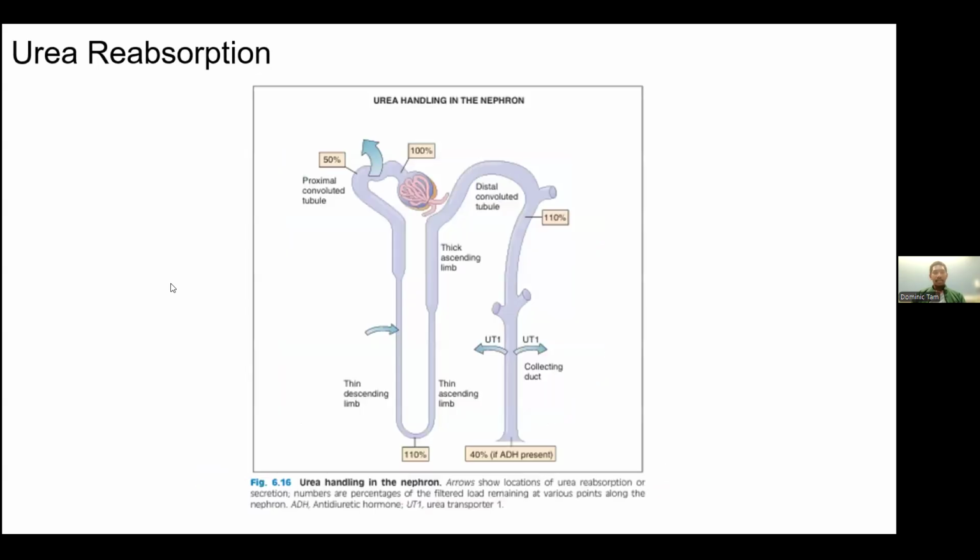Now, urea is a passive process. Urea is transported in most areas of the nephron. The rate of reabsorption or secretion of urea is determined by the concentration difference for urea between tubular fluid and blood, and by the permeability of the epithelial cells to urea. That means that when there's a large concentration difference and the permeability is high, urea reabsorption is high. And when there's a small concentration difference and the permeability is low, reabsorption of urea is low.